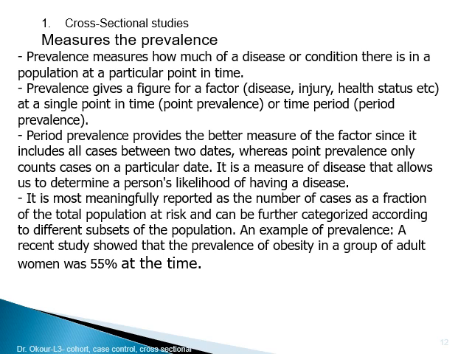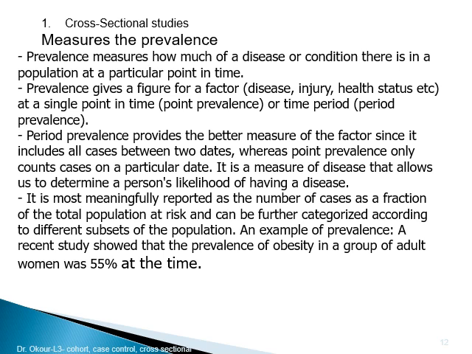What we measure in cross-sectional studies is the prevalence. Prevalence measures how much of a disease or condition there is in a population at a particular point in time. It gives a figure for a factor, disease, injury, or health status at a single point in time, point prevalence, or time period, period prevalence. Period prevalence provides the better measure of a factor since it includes all cases between 2 dates, whereas point prevalence only counts cases on a particular date.